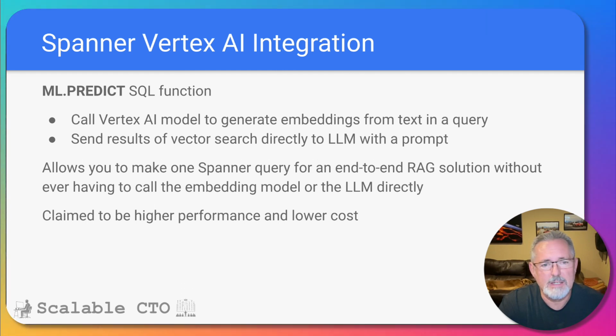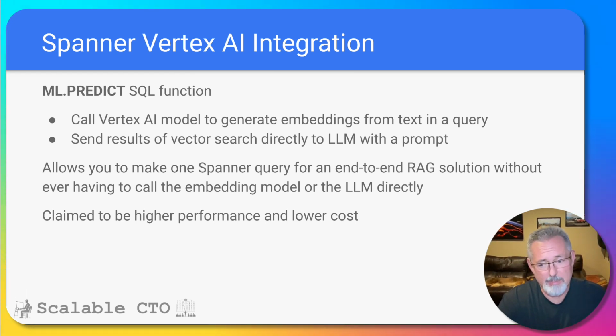Google did this really cool Vertex AI integration thing. They have a function called ML Predict, and what it allows you to do is essentially call their ML models from a Spanner query. And you can call it in a couple different ways. One of the things that you can do is you can call the Vertex AI model to generate embeddings from text in a query. So for example, if a user asks a question, you could pass that question text directly into the ML model to generate embeddings and get the output inside of the query.